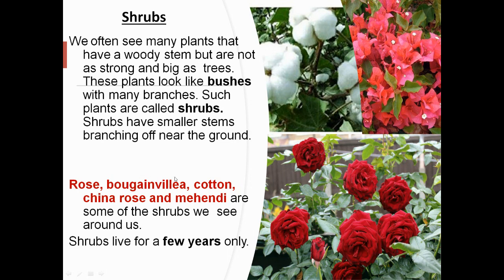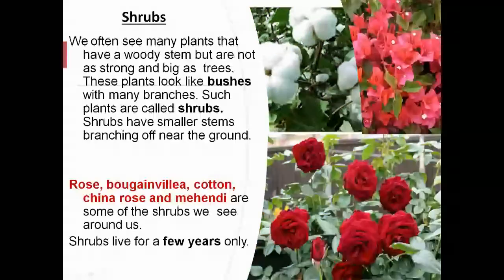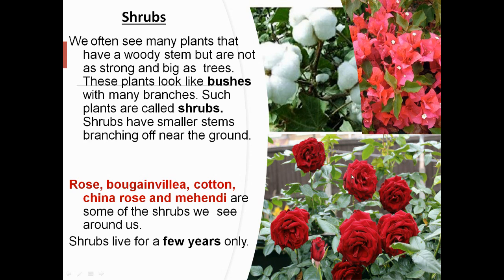Rose, bougainvillea, cotton, China rose, and mehndi are some of the shrubs we can see around us. Shrubs live for a few years only. Look at the picture once again. Bougainvillea, cotton, rose. These are the examples of shrubs.